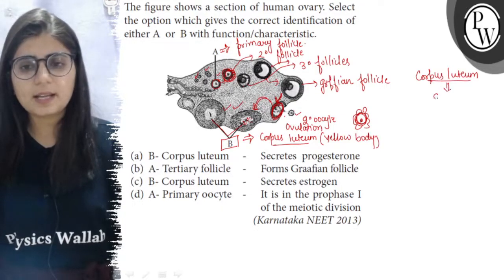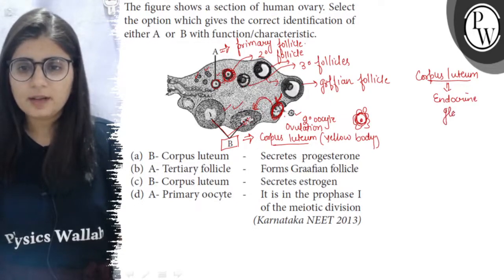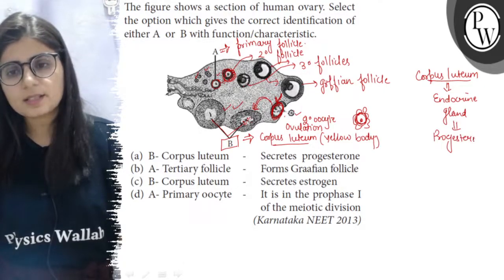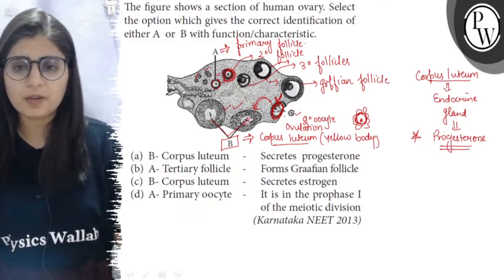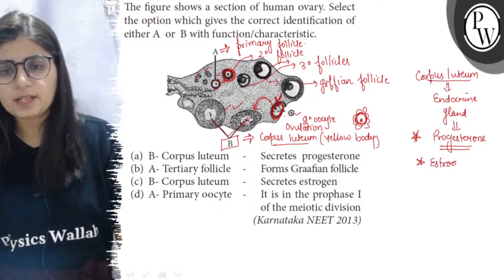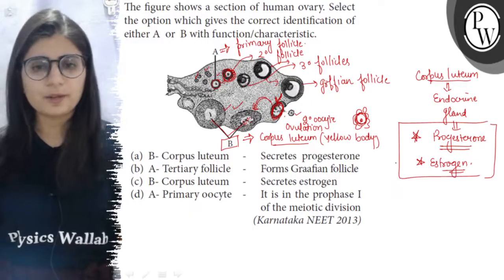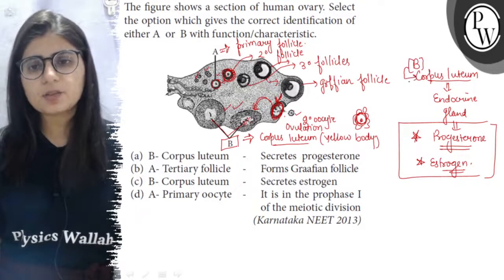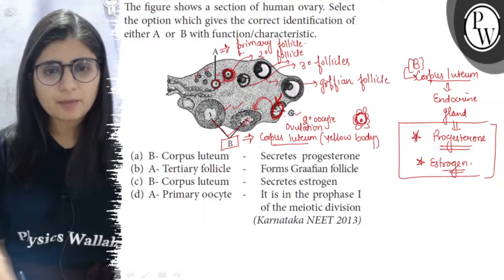So when we say it is acting as an endocrine gland, it means it is secreting hormones. Here the principal hormone is progesterone. So it releases progesterone, which is a pregnancy hormone, and it maintains the endometrium. It prevents the breakdown of endometrium, and also a little amount of estrogen is secreted. So two hormones are secreted from this corpus luteum. So option B here, the label B part, is corpus luteum, while the A part that is shown is the primary follicle.